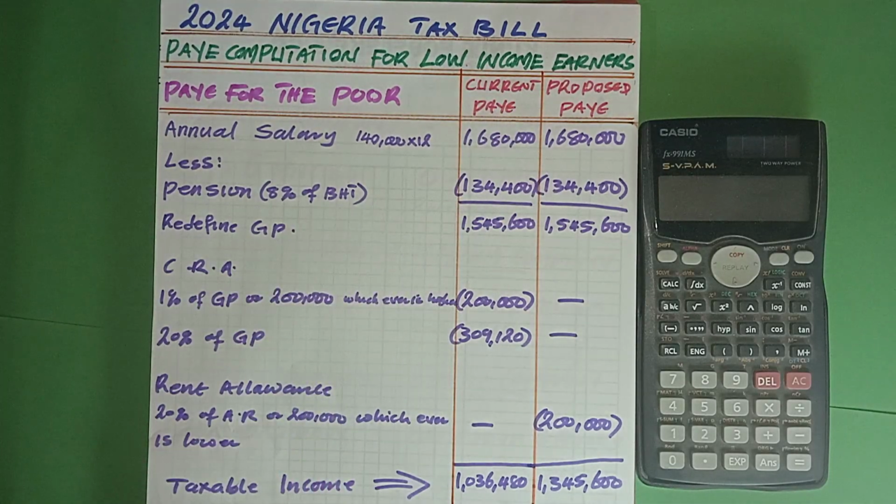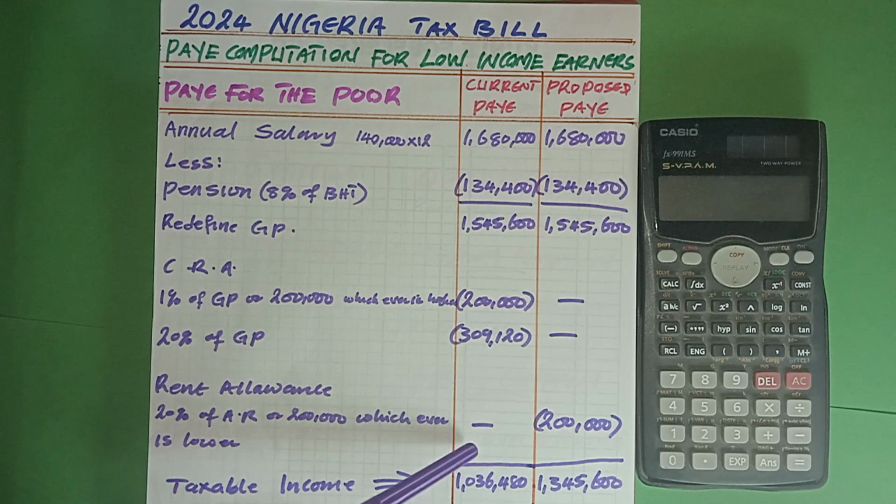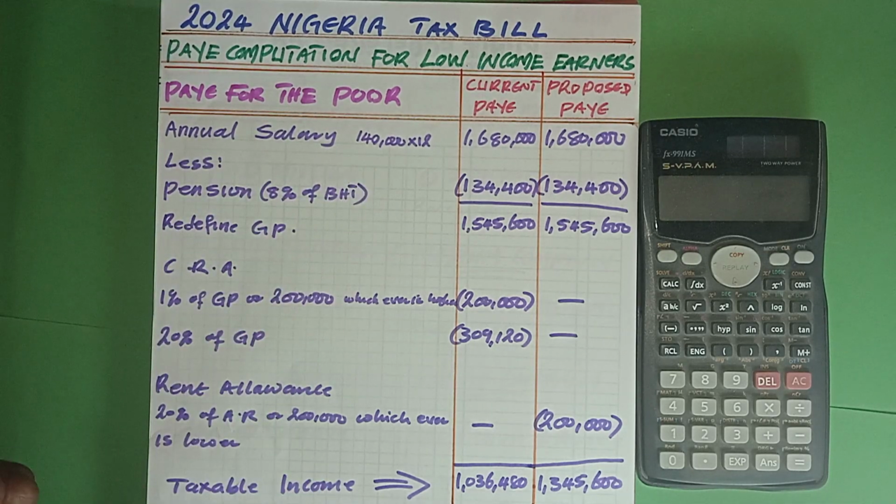The last video I did was on high income earners, and in that video we noticed that the rich pay more compared to what we are currently operating. Yes, in the last one I computed, the rich are paying more. But today we're going to look at the poor.